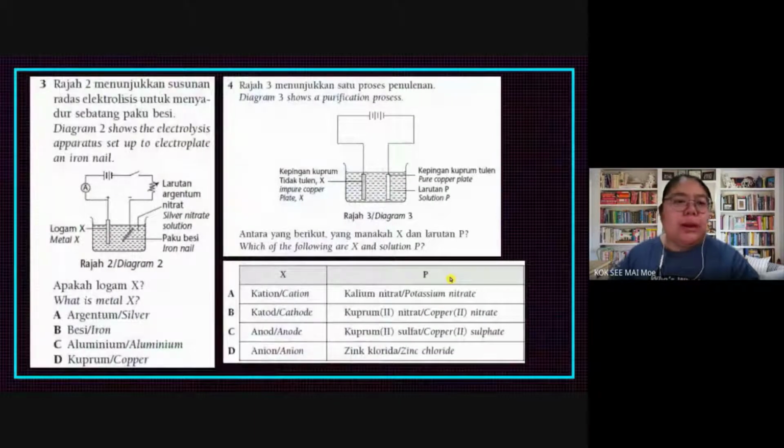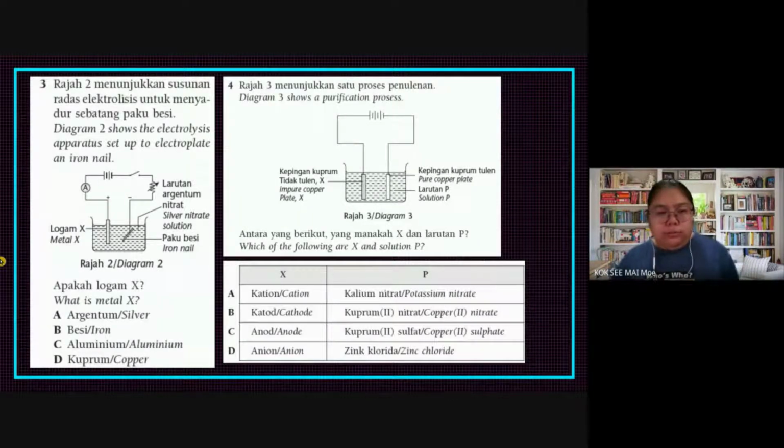Okay, then we go to number 3. Number 3, they show electrolysis with an electrode plate, an electrode plate for the nail. So they ask you, what is the metal X? The tip is we need to refer to the solution. Now the solution is what? It is a nitrate, silver nitrate solution. Silver. So you tell me what should be the X. Okay, we go to choose.